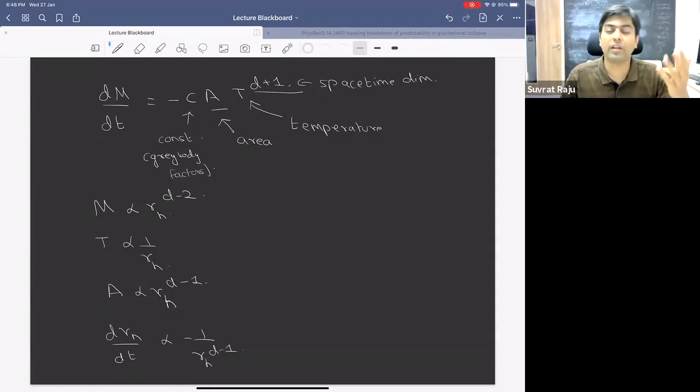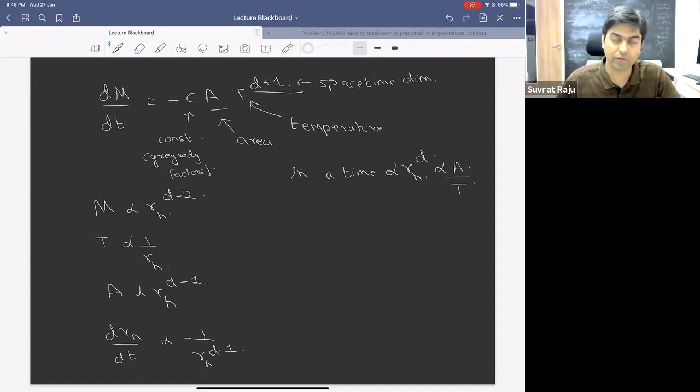Now, the interesting part of this is that you have some radiation being emitted. When this radiation gets emitted, the mass of the black hole reduces, and therefore the radius of the black hole reduces. You can see immediately from this formula that in a time proportional to R_H to the power d, remember the spacetime dimension is d plus 1, so in 4 dimensions this is R_H cubed, which also happens to be proportional to the area of the black hole divided by the temperature. R_H to the power d, as you can see from these proportionalities on the left hand side, is also proportional to the ratio of the area and the temperature. Okay. We have that R_H goes to 0.